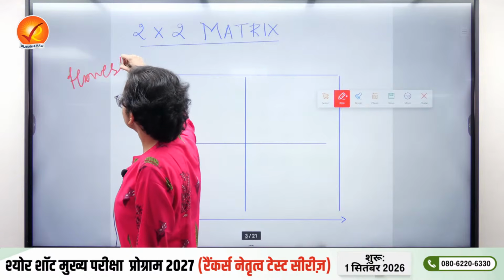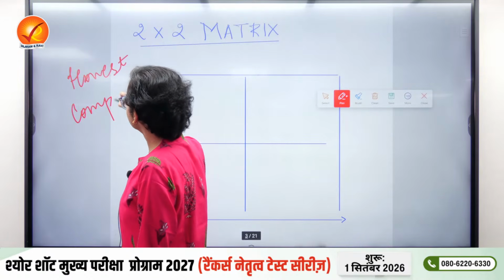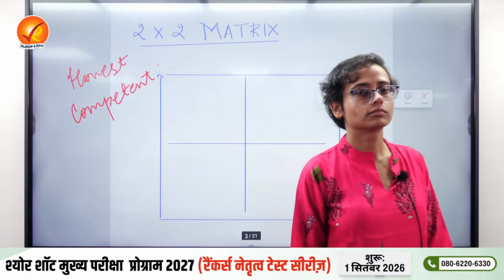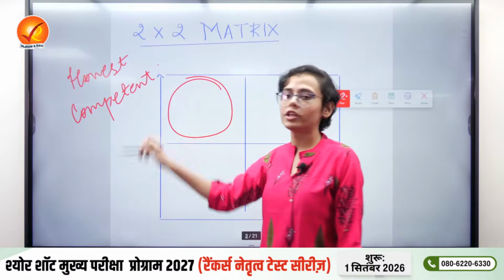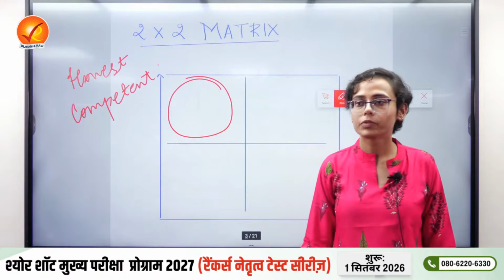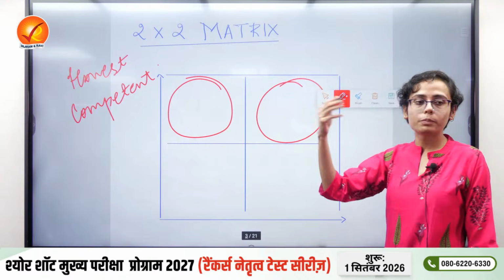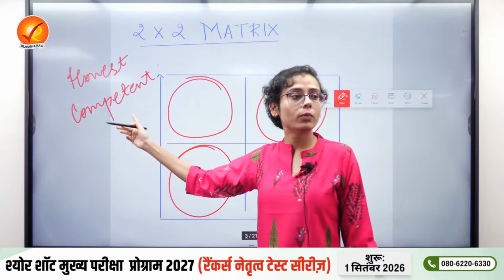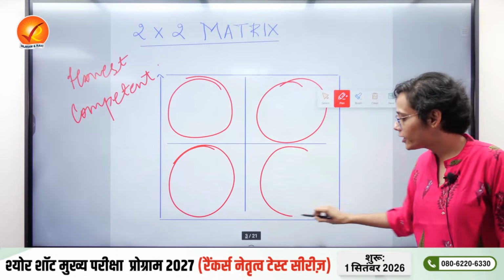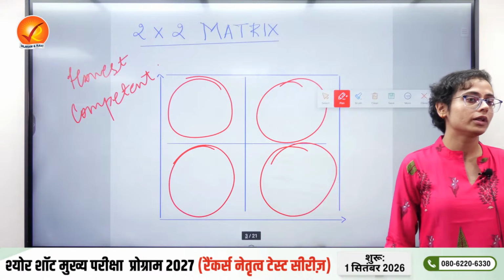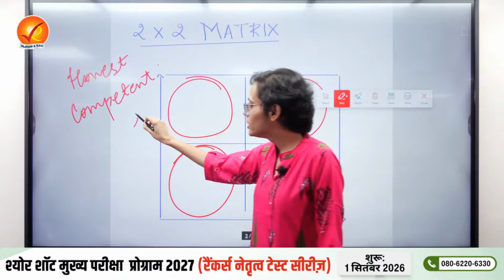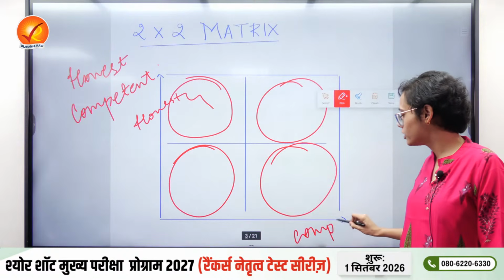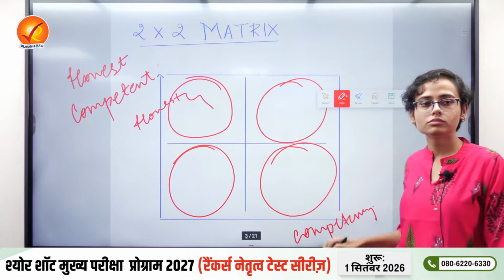Honest and competent. So a person might be honest but might not be competent. A person may be competent but might not be honest. A person might not be both. And finally, we require a person who has both the qualities. So here the honesty will come and here the competency will come. Much better way.